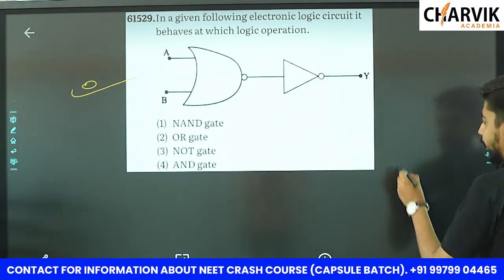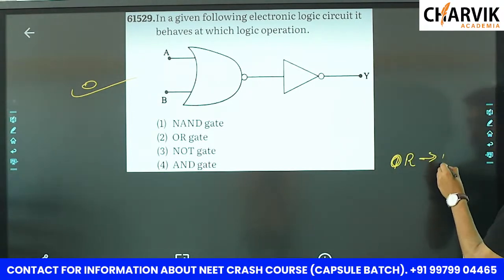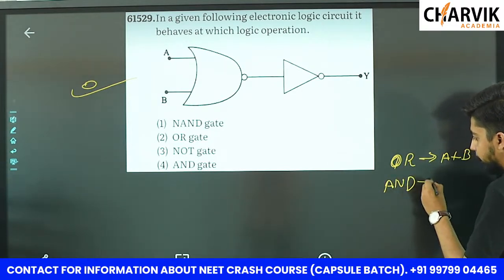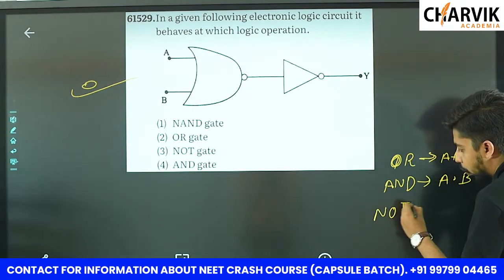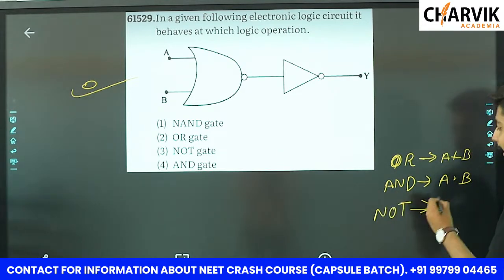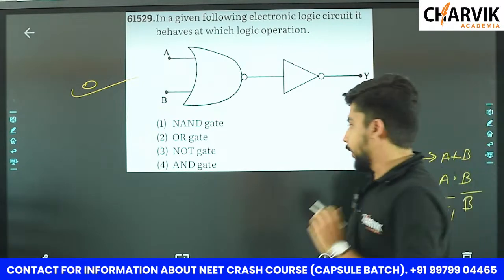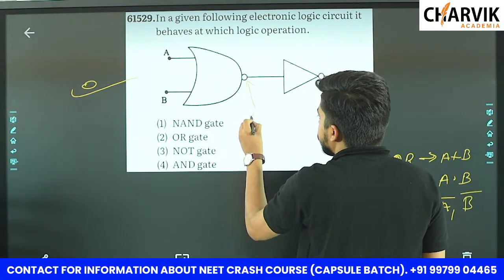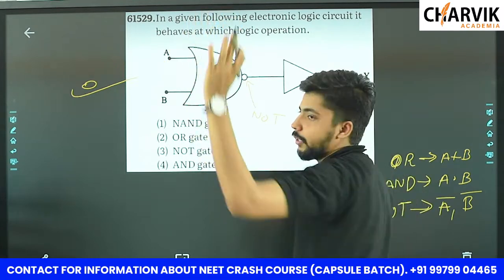Okay. So let me tell you in brief that if you have an OR gate, the Boolean expression of the OR gate is A plus B. And if you have an AND gate, the Boolean expression of the AND gate is A dot B. And if you have a NOT gate, it will simply give you the opposite output. That means if you give A, it will give you A bar. If you give B, it will give you B bar, whatever it is. Okay, so right now it is an OR gate and this dot represents the NOT gate. So basically this first combination only is a NOR gate.